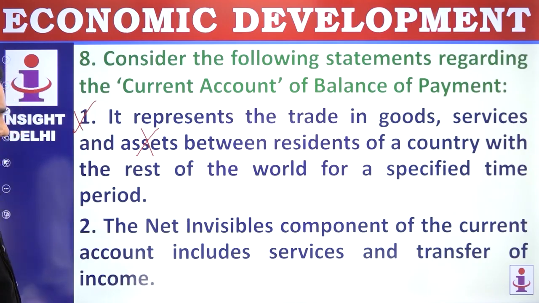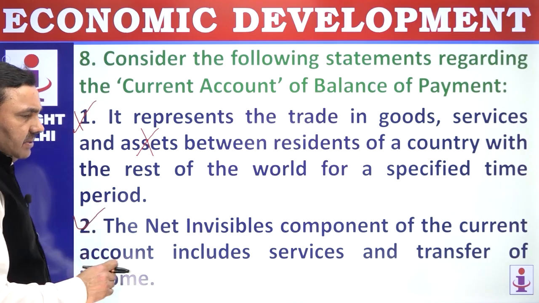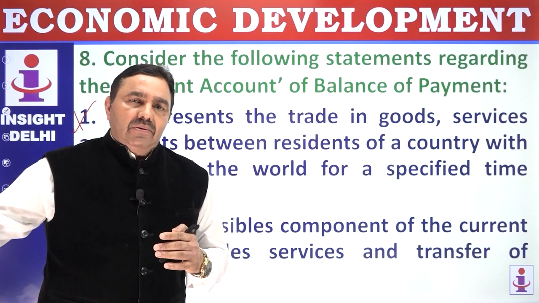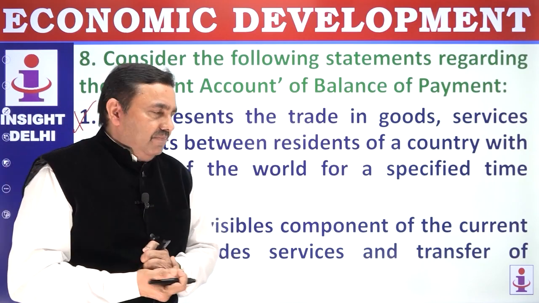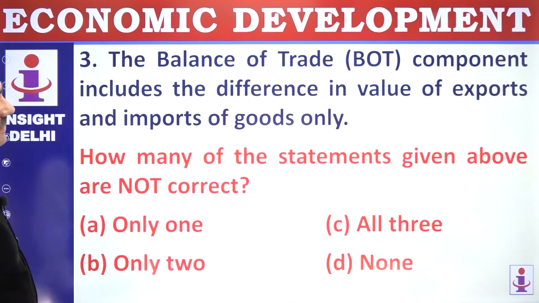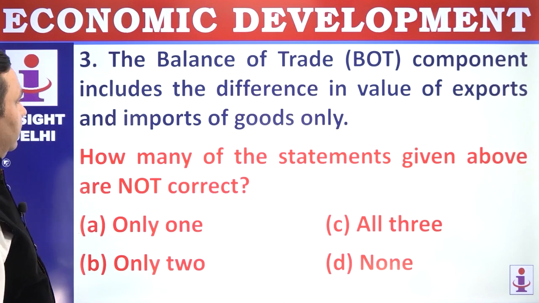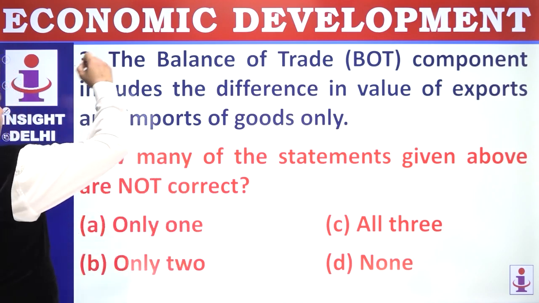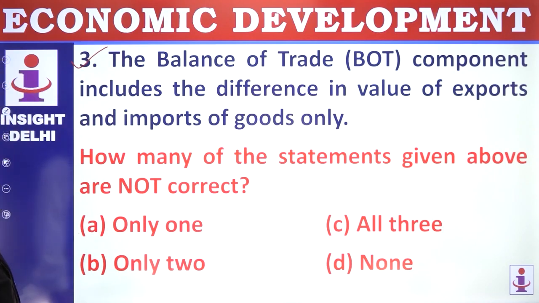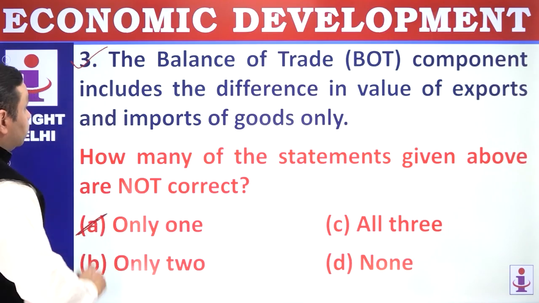The net invisible component of the current account includes services and transfer income. Transfer income is where somebody is earning some kind of rent, or some kind of royalty from outside, or getting some kind of income through services. So that is the net invisible component. That's correct. The balance of trade component includes the difference in the value of exports and imports of goods only. That's balance of trade, which is correct. How many of the statements given above are not correct? So only one is not correct, that is A.